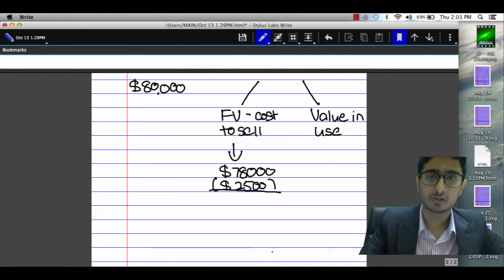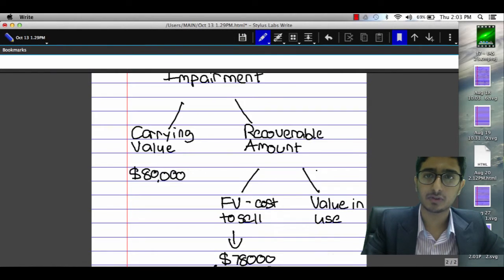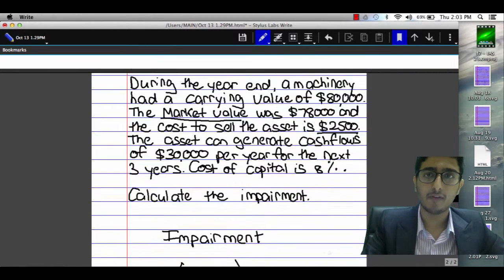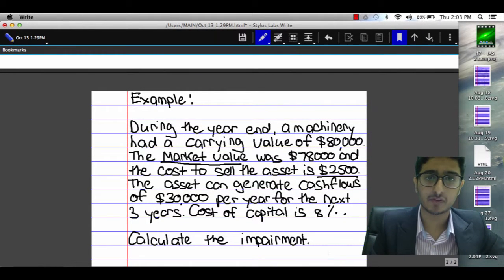Yes? So, this will lead to an answer of $75,500. Now, let us see our value in use. Value in use is the present value of cash flows. We are given a cost of capital of 8%. This means that the value of money will go down by 8% per annum.